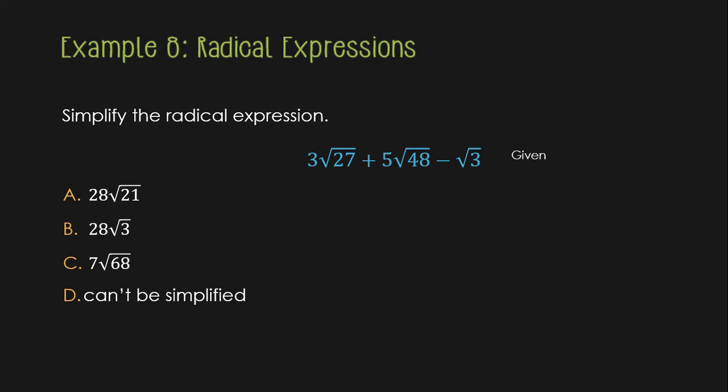In example 8, we're looking at radical expressions. We want to simplify the radical expression. This is what's given to us. We have 3 square root of 27 plus 5 square root of 48 minus the square root of 3.